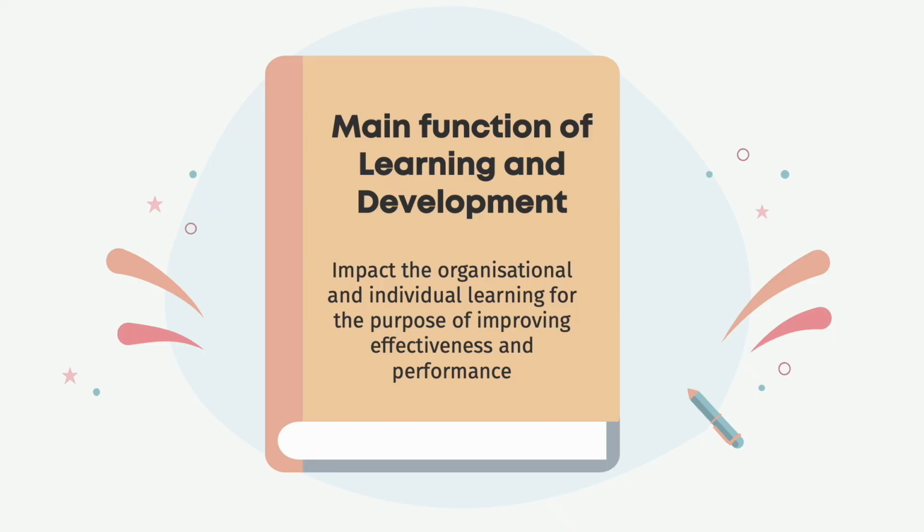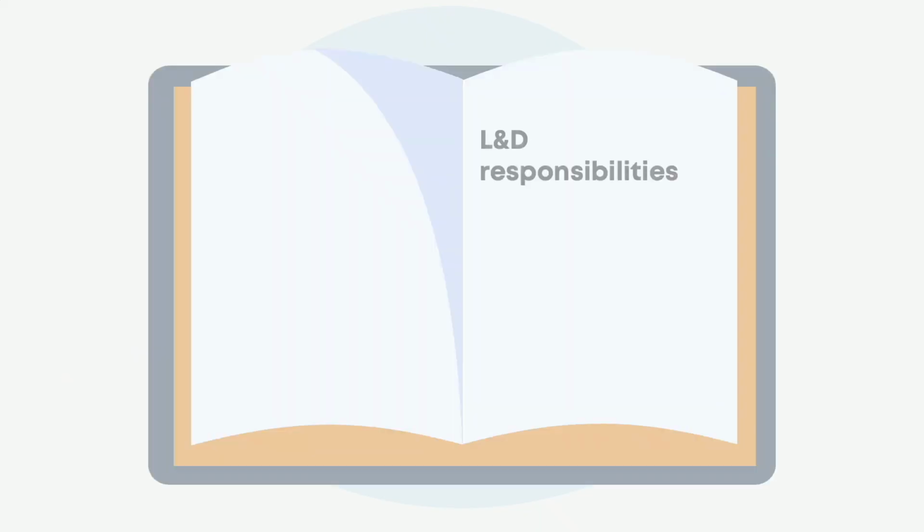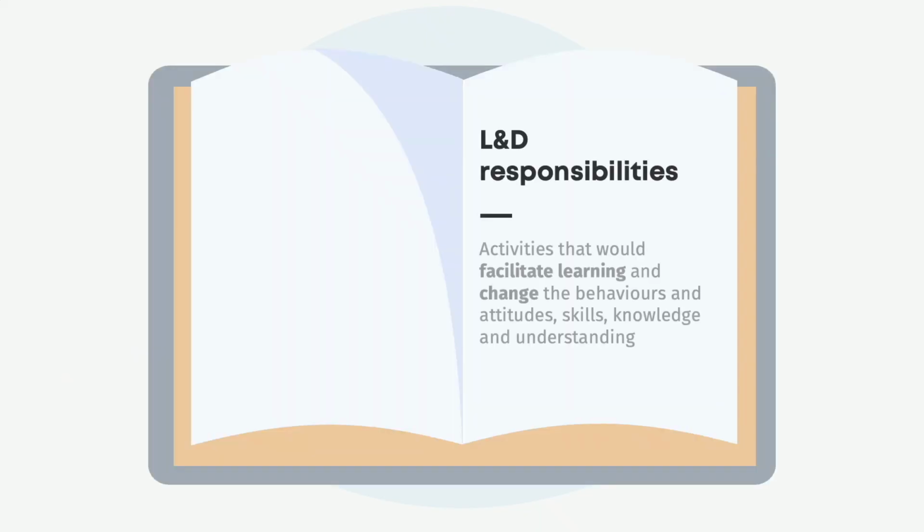effectiveness and performance. Very simply put, L&D is responsible for any activities that would facilitate learning and, in particular, change the behaviors and attitudes, skills, knowledge, and understanding. This can happen on many different levels, from the entire organization down to a single department, a team, or even an individual. When we say learning, this can mean a number of things.